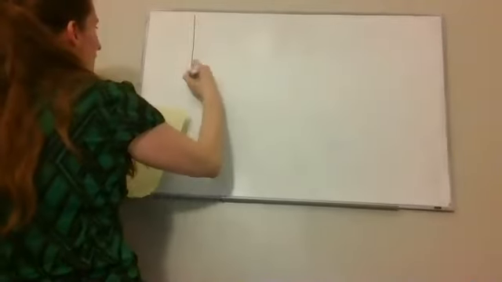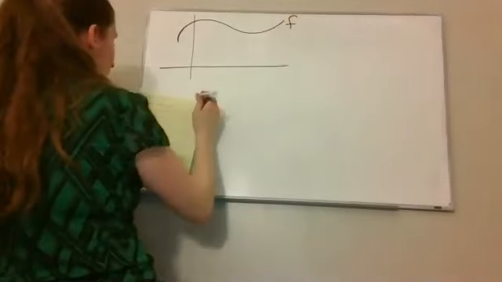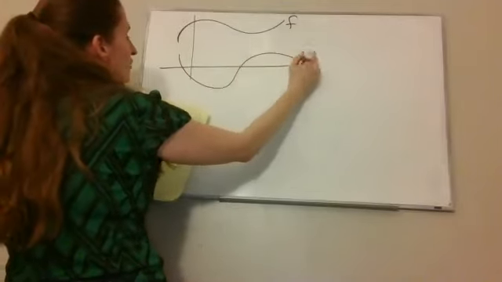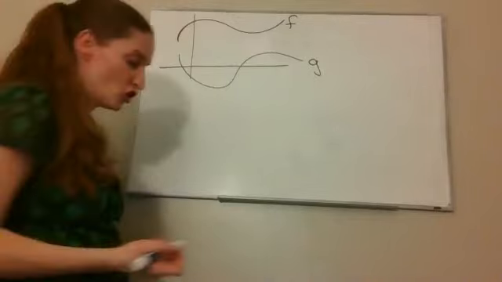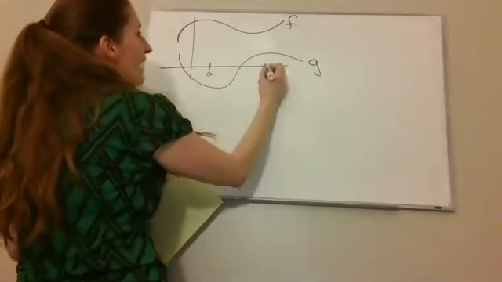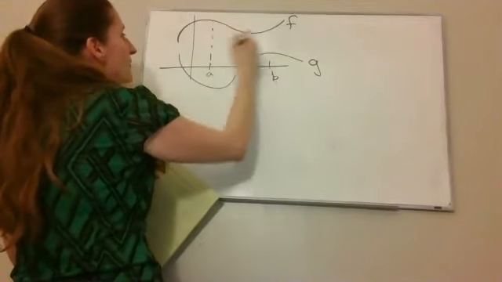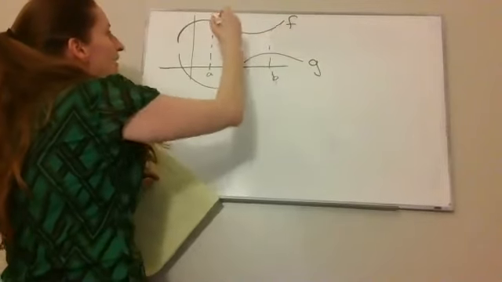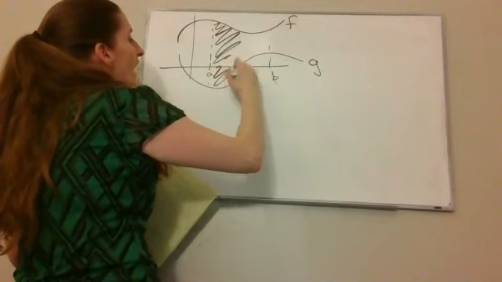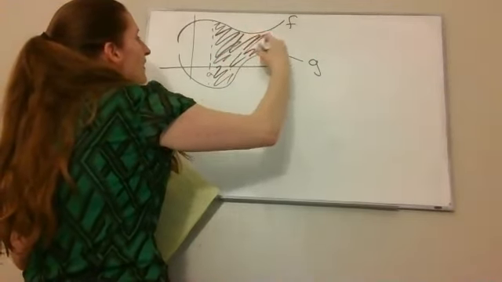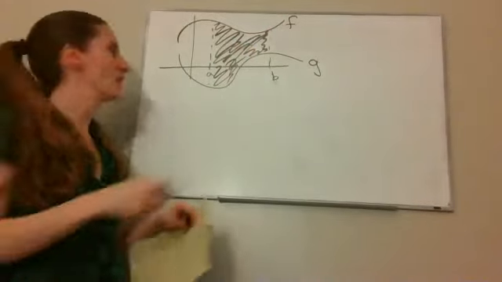So here's just a very generic picture explaining what's going on. Here's some function f, and I'll just make my g function like this. So my function f is greater than or equal to my function g. I'm going to say here's a, here's b. So this area that I'm talking about is this area in black. The area between the functions f and g, in between a and b. So it's just that section right there.